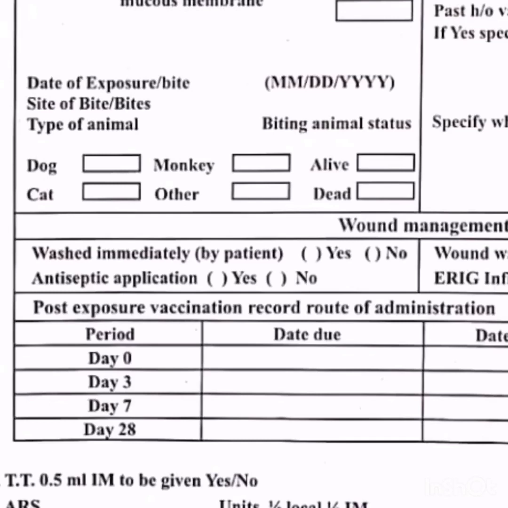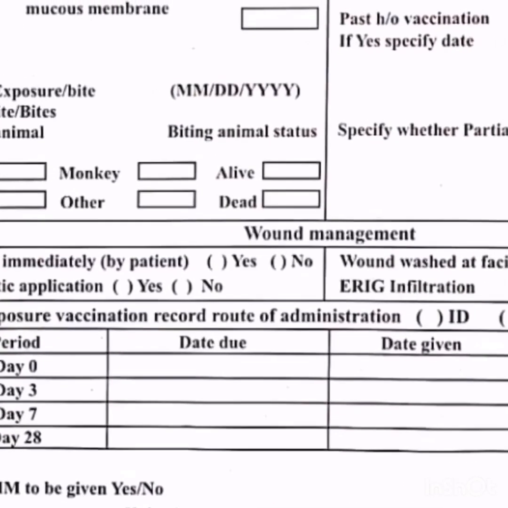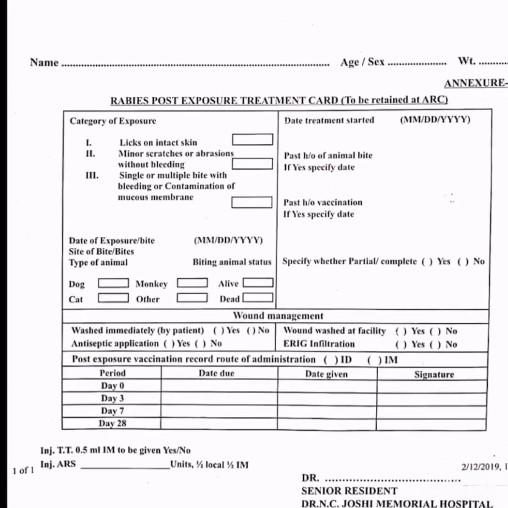So any patient comes to us, first we'll see which category the patient belongs to. If the patient belongs to category 3, then you all know the post-exposure vaccination schedule will be day 0, day 3, day 7, day 28. You can see these days corresponding, you have the date due, and corresponding you have the date given and the signature of the doctor.